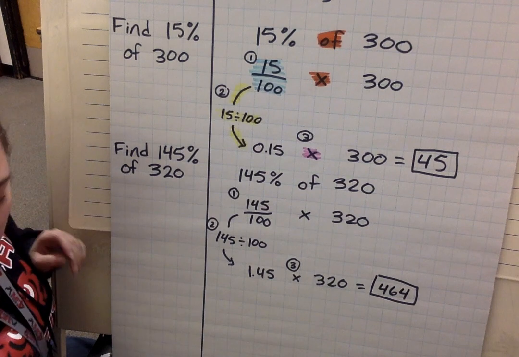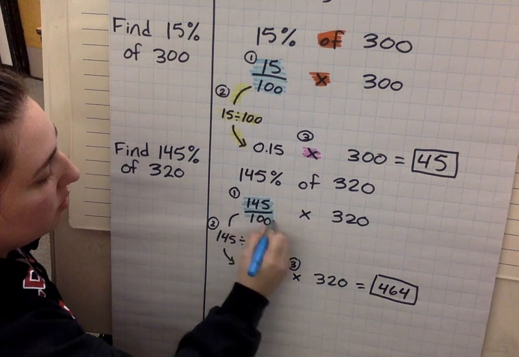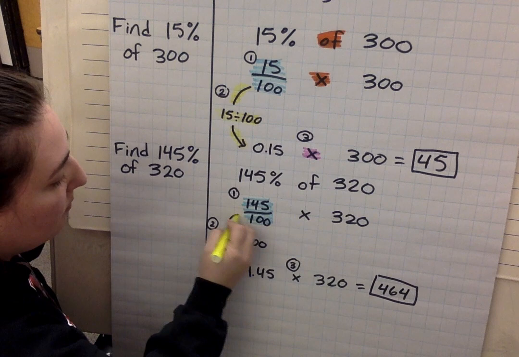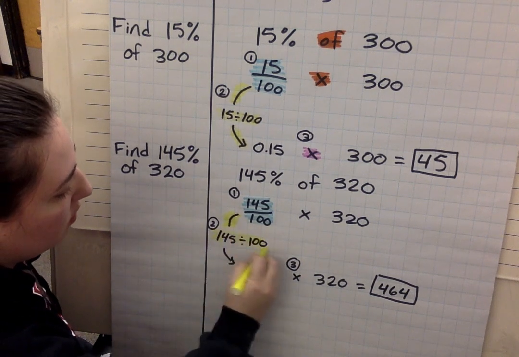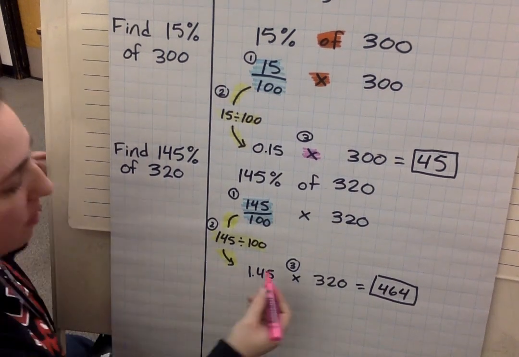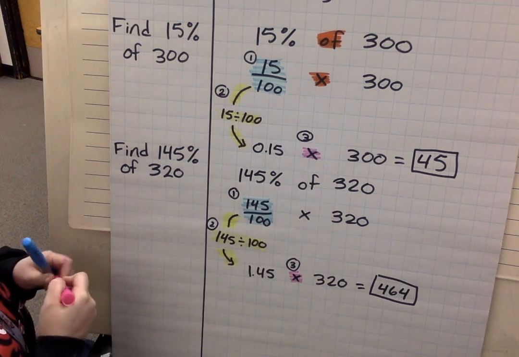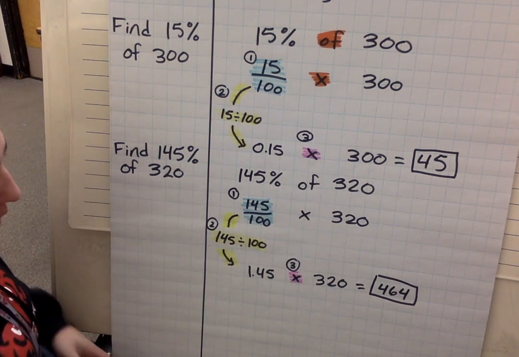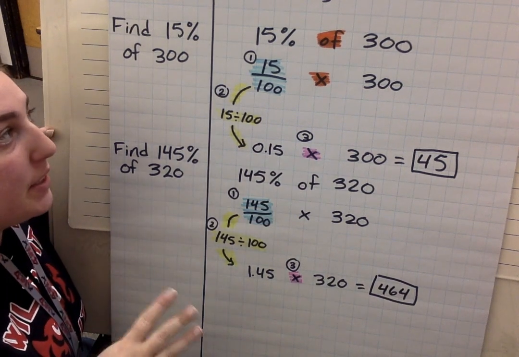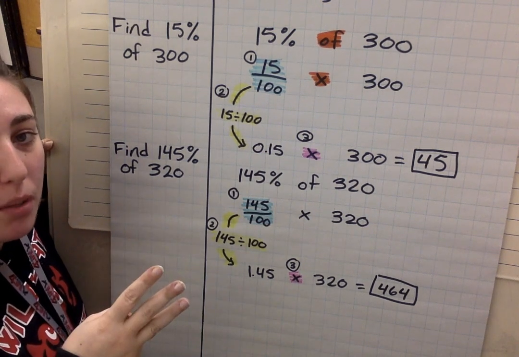I'm going to quickly color code this. So we have our first step. We have our second step. And we have our last step. Okay, so as you can see, we followed the exact same 3 steps. Write the percent as a fraction, divide the fraction into a decimal, and then multiply.